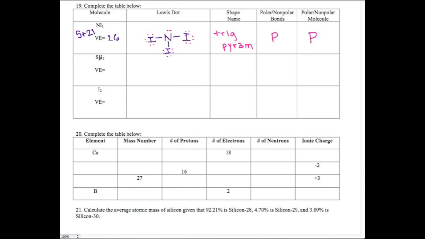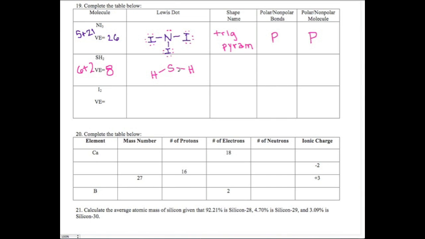All right, let's look at another one. SH2. S has 6 valence electrons. H has 1, but there are 2 H's, so it has a total of 2. Therefore, SH2 has 8 valence electrons. So when I draw this, I'm going to have my S and my H's. Okay. Remember, don't ever put any dots on H. H just needs those 2 valence electrons and then it's happy. So it's got 2 here and this one has 2 here and it's happy.